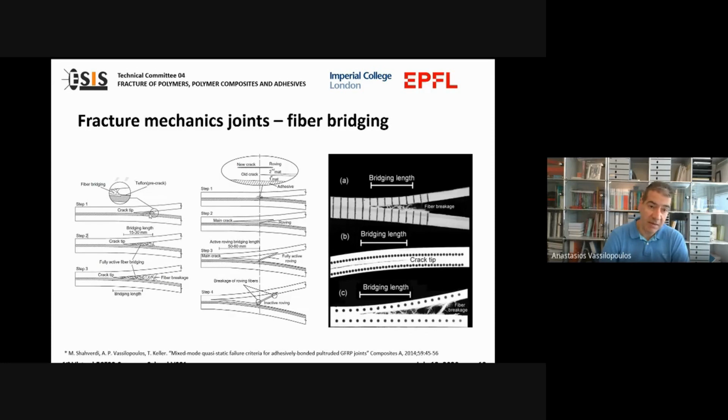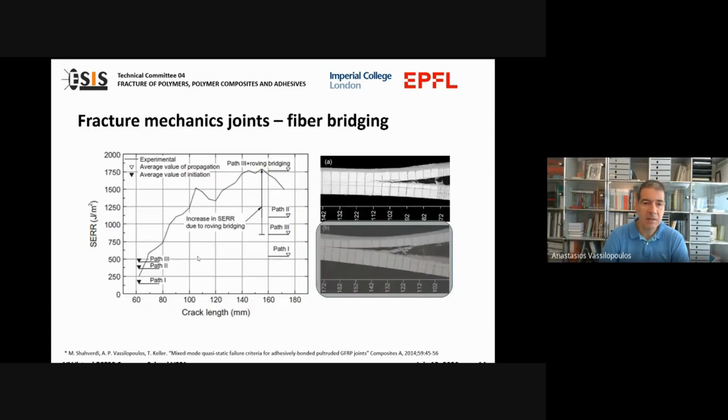So in this case, we have the typical fiber bridging, and what we observed in some cases was what we call fiber roving bridging, which means a bundle of fibers. We can see it clearly here. A bundle of fibers were bridged together, and this, as we will see later on, increases significantly the resistance of the material to fracture. So what we could expect is that this fiber roving bridging would increase significantly the R curve of the material.